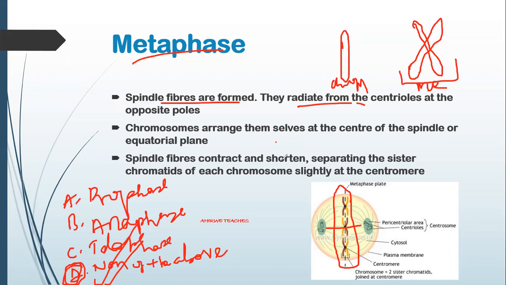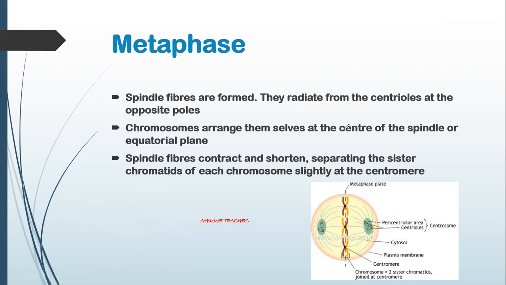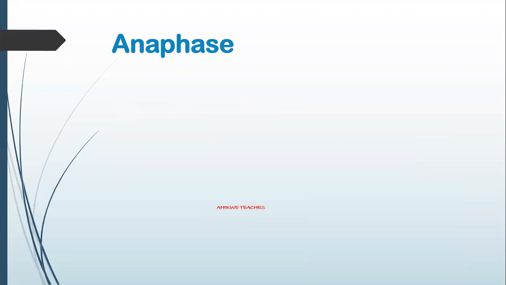Yes. Then finally, towards late metaphase, our spindle fibers begin to contract and shorten a bit, separating sister chromatids of each chromosome slightly at the centromere. But this is mainly late prophase as the cell is transiting to another phase. Which phase? Can you guess with me, guess. Yes, you've guessed right. The phase is Anaphase. And let's see what actually happens during Anaphase.